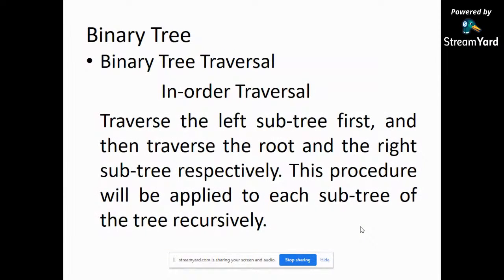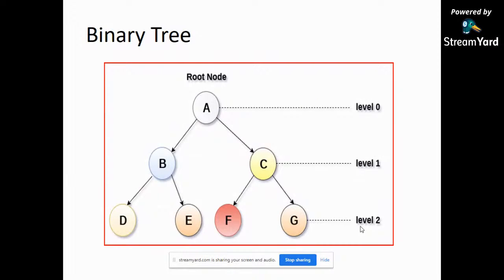Next is in order traversal. So in order traversal, it traverses the left subtree first, then traverse the root, and then the right subtree. Now again, this procedure is repeated recursively until the whole tree is visited. So first we'll start with left. So the left node is D. After D, we'll visit B because it is left, root, and right. So the sequence is left, root, right. So it is D, B, E.